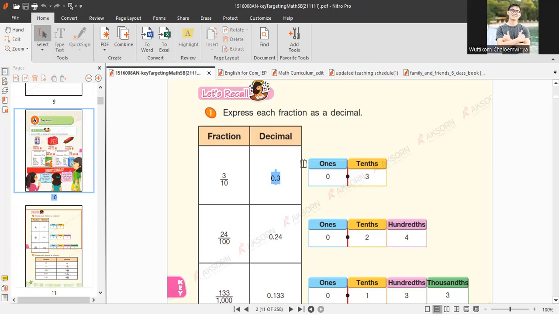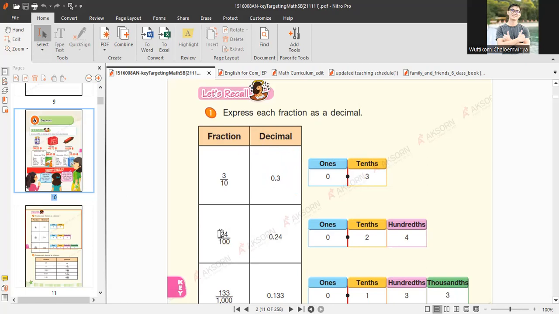This type of number represents a decimal. So far, we wrote 3/10 as a decimal. Can you see? The left column is the fraction, and the right column is the decimal. We changed it like this. We call this kind of number a decimal.